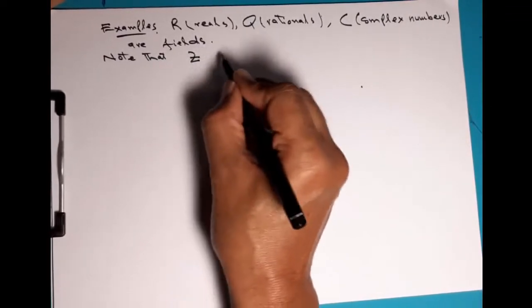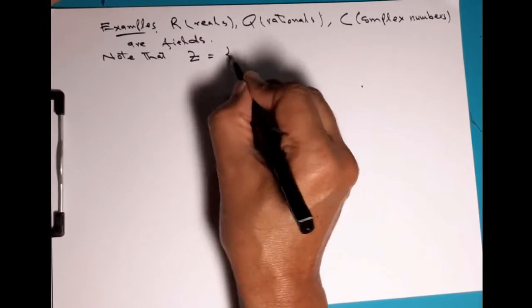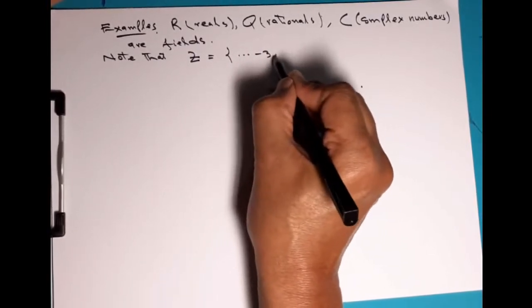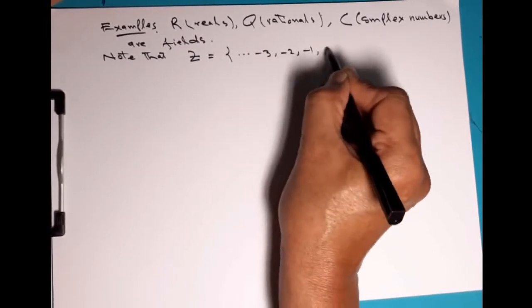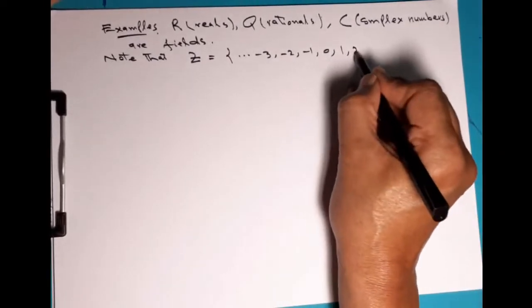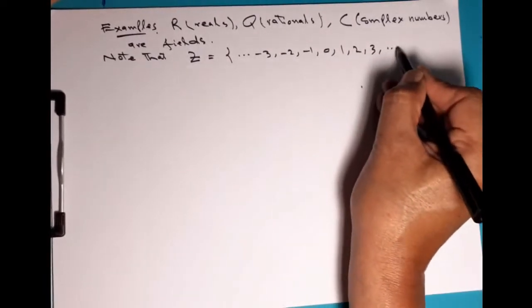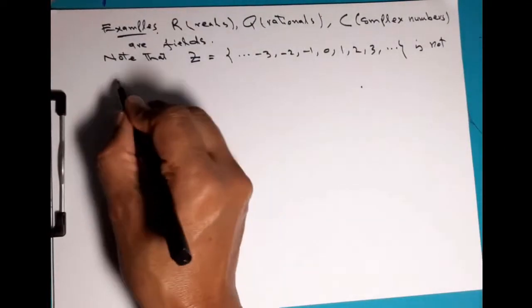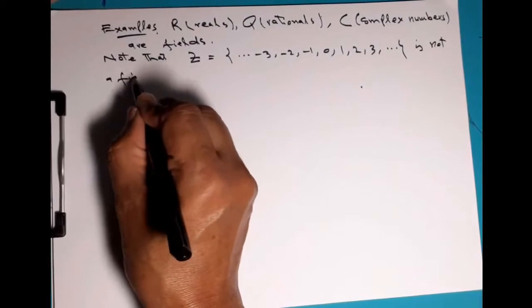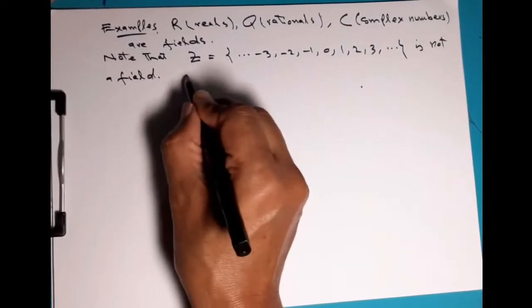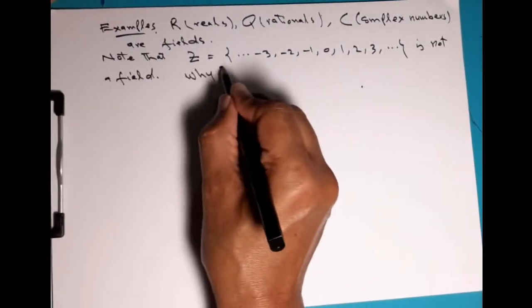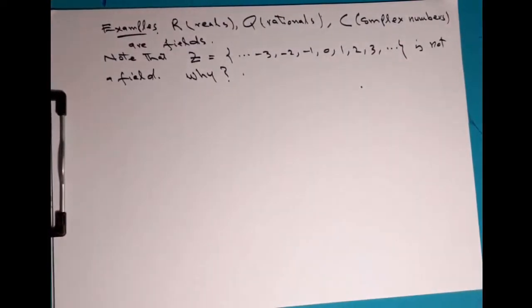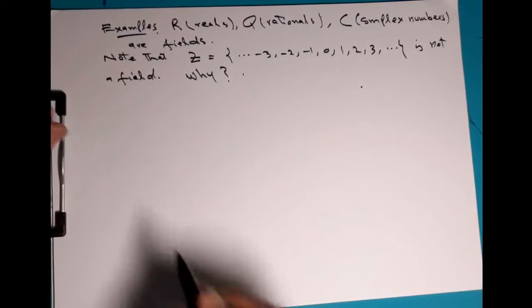Z: minus 3, minus 2, minus 1, 0, 1, 2, 3, and so on. This is not a field. Why? You have to think about that. Why is it not a field? This is for you to think.